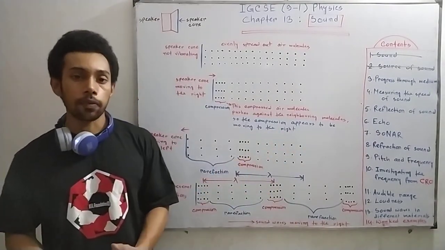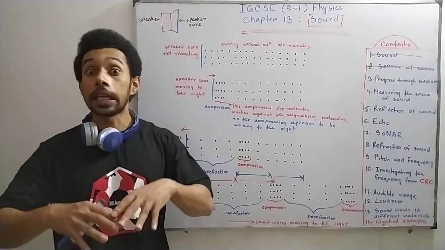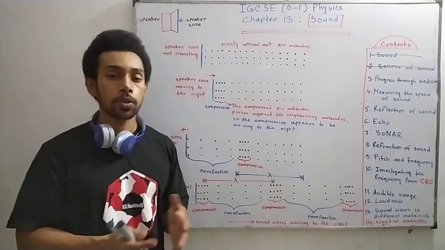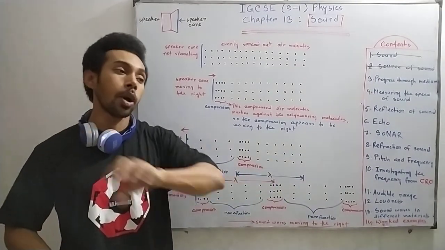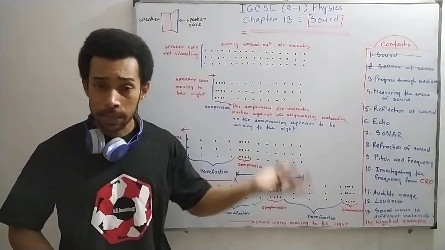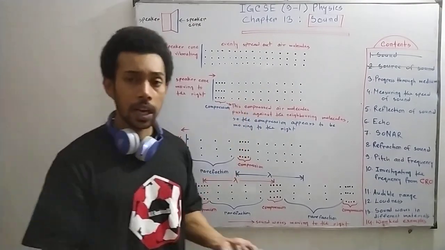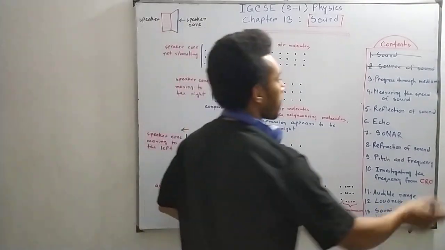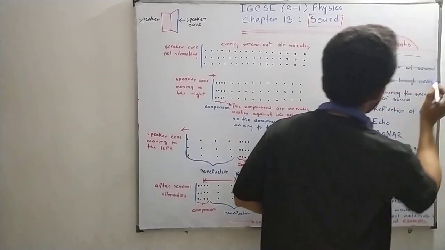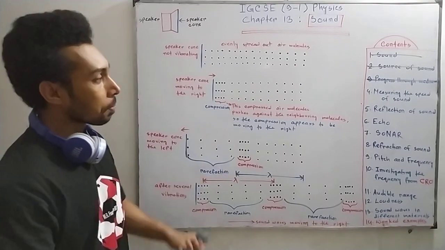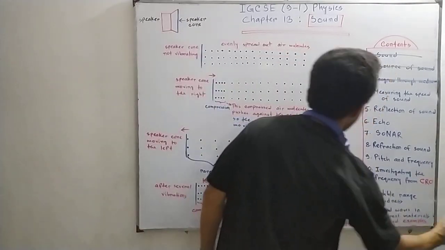This is how sound travels through air or any gas, any matter medium. We can say this is how sound travels through any sort of medium, whether it is air, any type of gas, a liquid, or a solid. I think you have got it. Okay, progress through medium. Now we are going to learn how to measure the speed of sound.